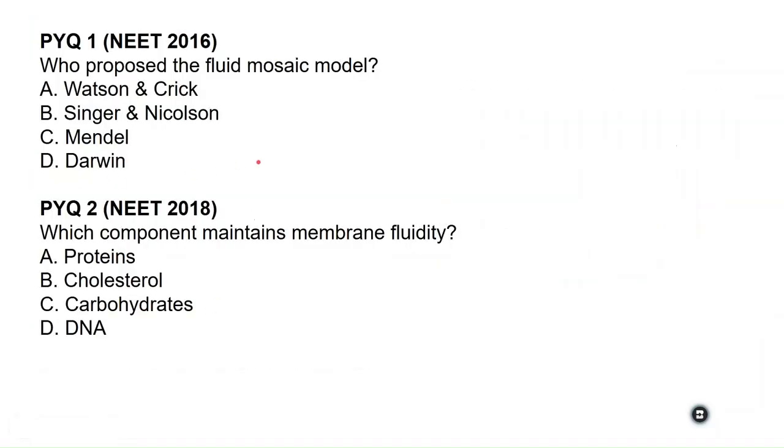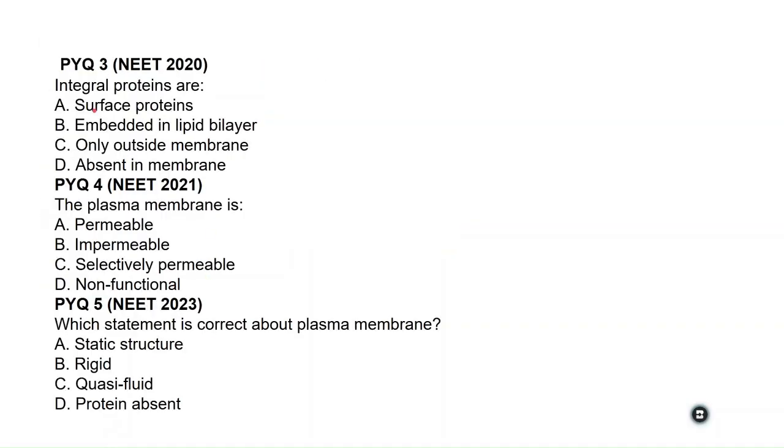Now let us move on to the questions. Who proposed the fluid mosaic model? Of course it is Singer and Nicolson. Which component maintains membrane fluidity? Just now we have learnt membrane fluidity. It is the cholesterol. Then integral proteins: integral means inside, right? Embedded in. So integral proteins are embedded in the lipid bilayer. The plasma membrane is, of course, selectively permeable.